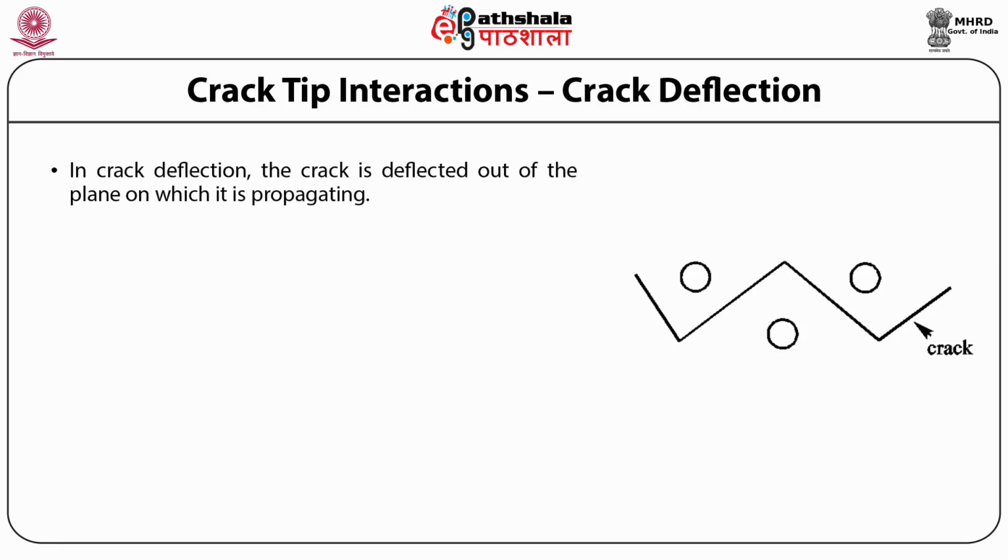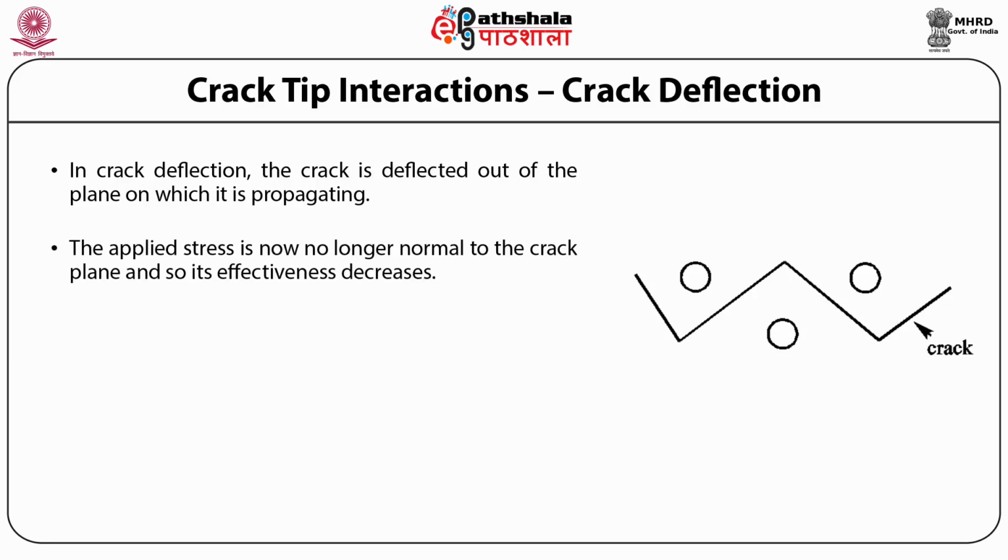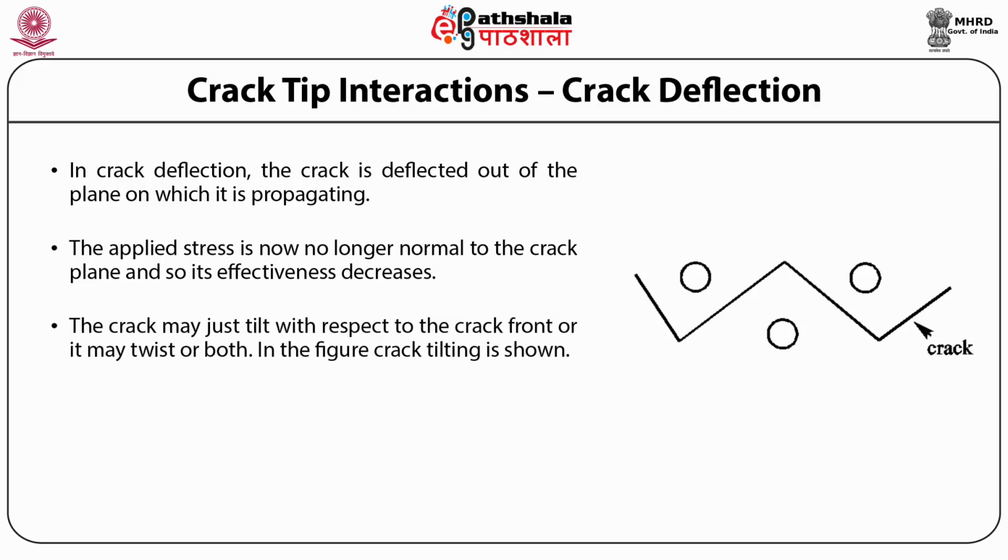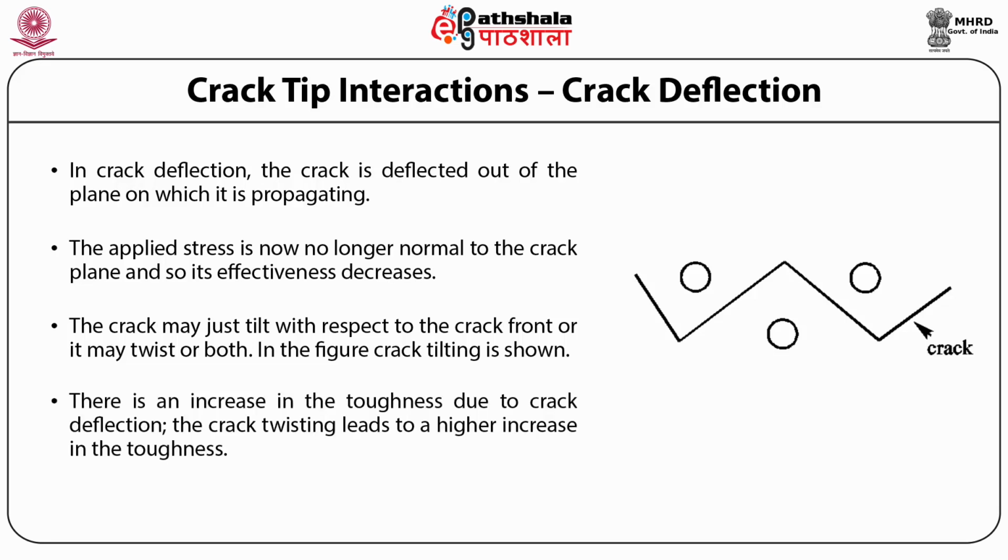In crack deflection, the crack is deflected out of the plane on which it is propagating. So the applied stress is now no longer normal to the crack plane, and so its effectiveness decreases. The crack may just tilt with respect to the crack front, or it may twist, or both. This figure shows schematically the crack deflection at obstacles by crack tilting. So there is an increase in the toughness due to crack deflection. The crack twisting leads to higher increase in toughness than crack tilting. The fracture surface becomes rough as a result of crack deflection.